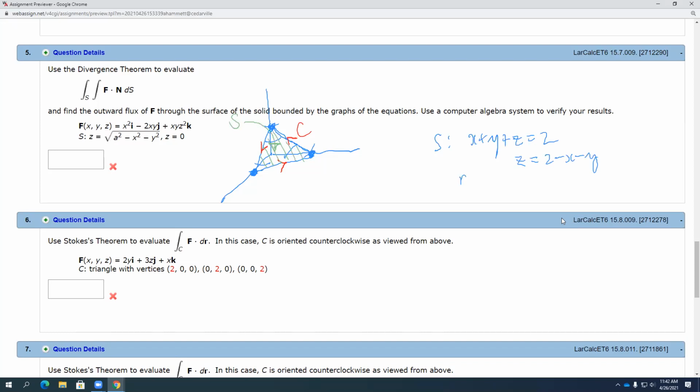So how would I parameterize this surface? r of x, y equals x, y, and the third coordinate would be 2 minus x minus y. That would put me right on that plane, correct? Now, to do this line integral right here in number 6 that we're working on, to do that curve integral, how many curves would I have to split C into? How many curves would I have to split that into?